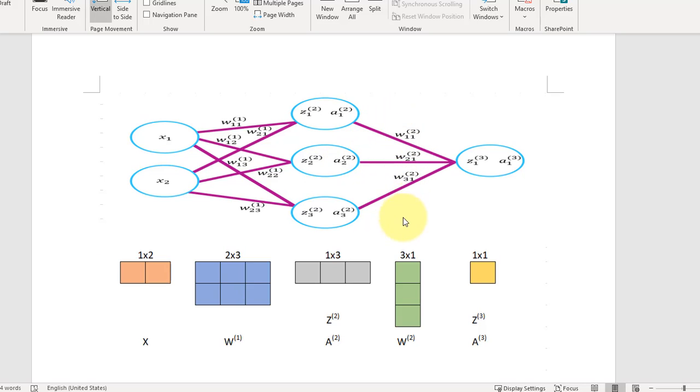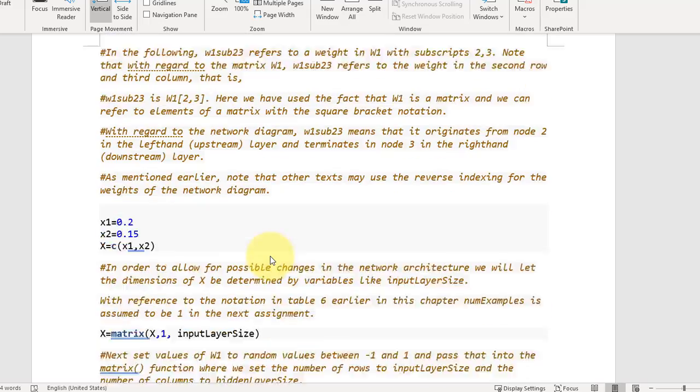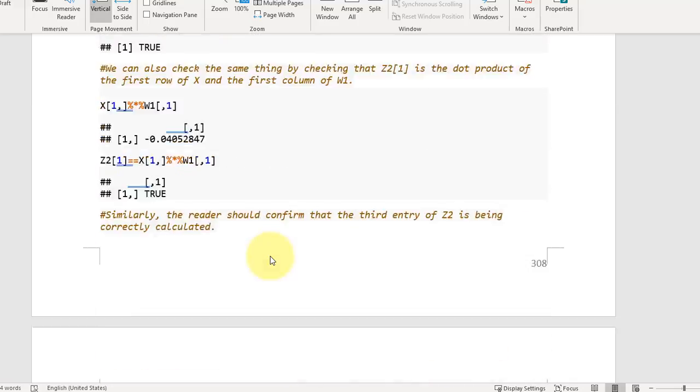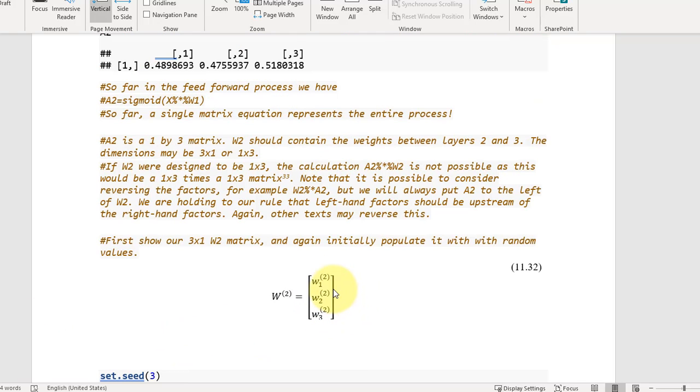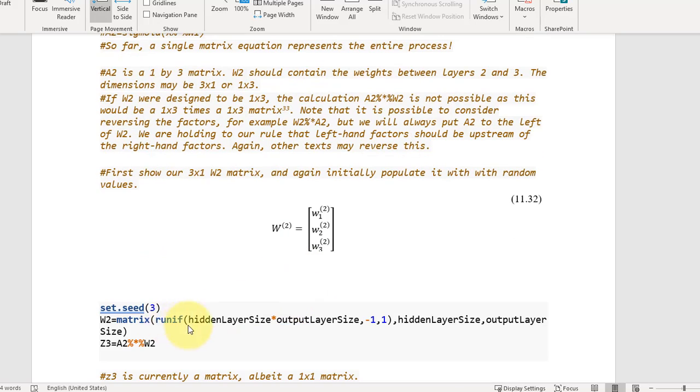So first of all, we have this weight matrix. Actually we haven't talked about it yet. It's right below here. So this is the weight matrix W2, and we're going to have to create it in a similar way. That is, we want to assign each of these random values between -1 and 1. We're using the same kind of thing here, but this is not going to give us 6 entries. It's the hidden layer size times the output layer size. This is 3 times 1. It's only going to give us 3 values. That's all we want, is 3 values.